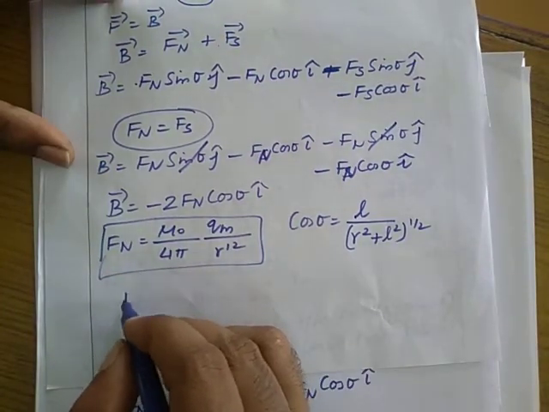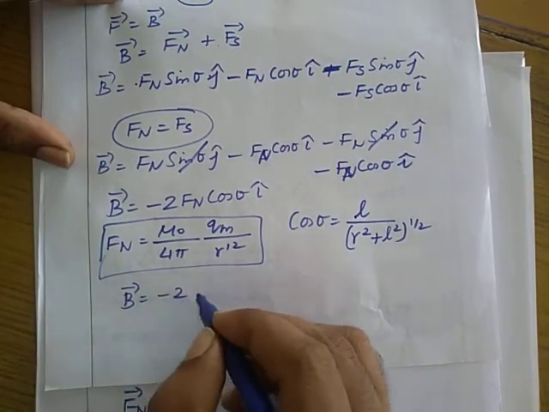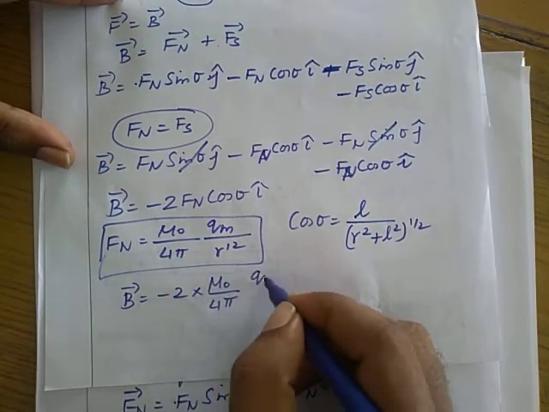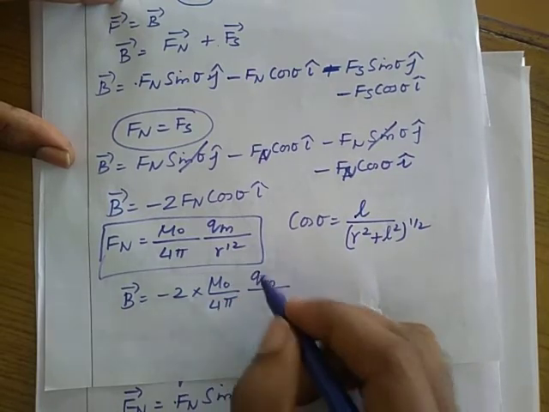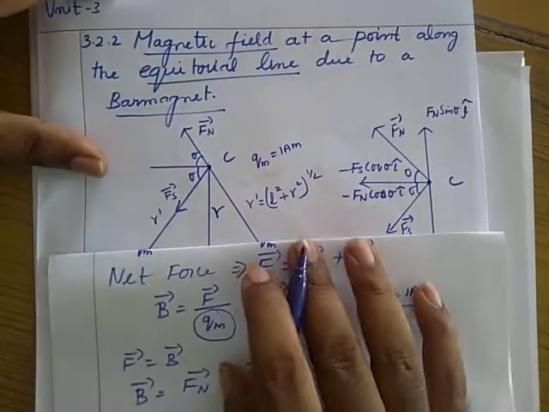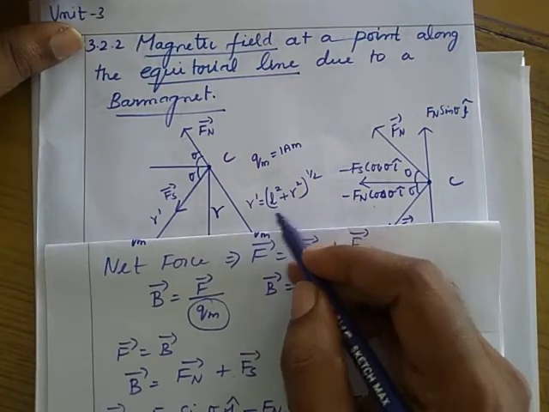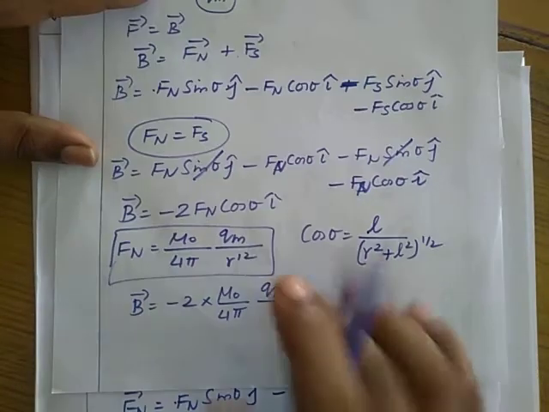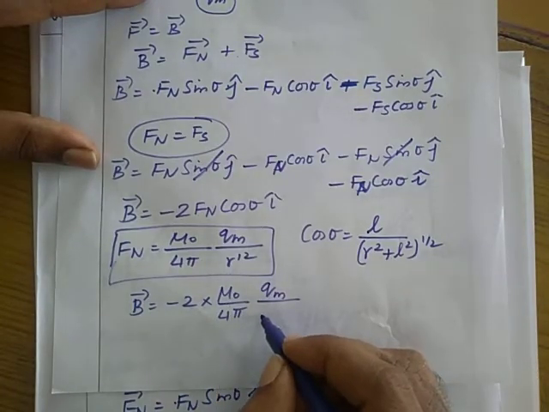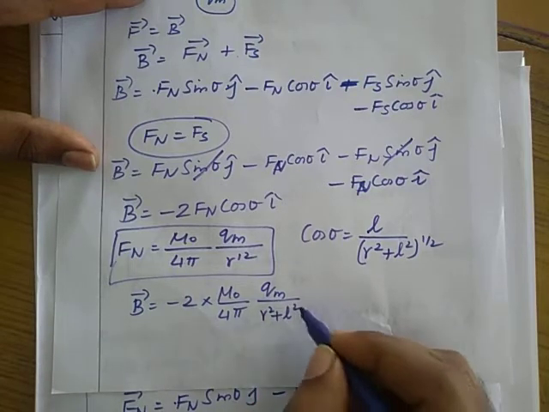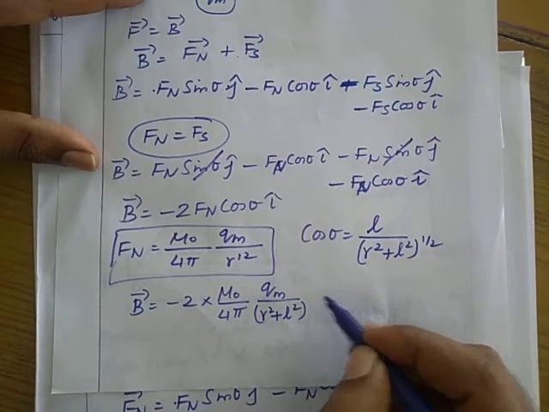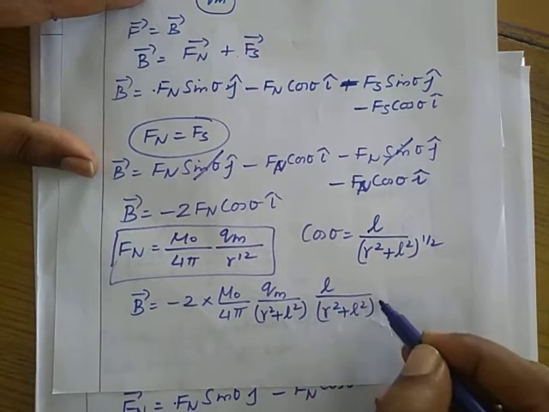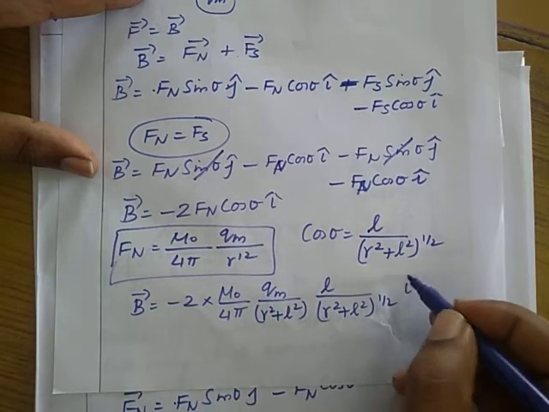Then magnetic field B vector is equal to minus 2 into Fn, which is mu naught by 4 pi Qm by r dash square. That r dash square we know very well. R dash is equal to L square plus r square power 1 by 2. Then squaring this, the 2 cancels, it becomes L square plus r square. Then the r dash square becomes r square plus L square. Then cos theta becomes L by r square plus L square power 1 by 2. Then it is a unit vector i cap.